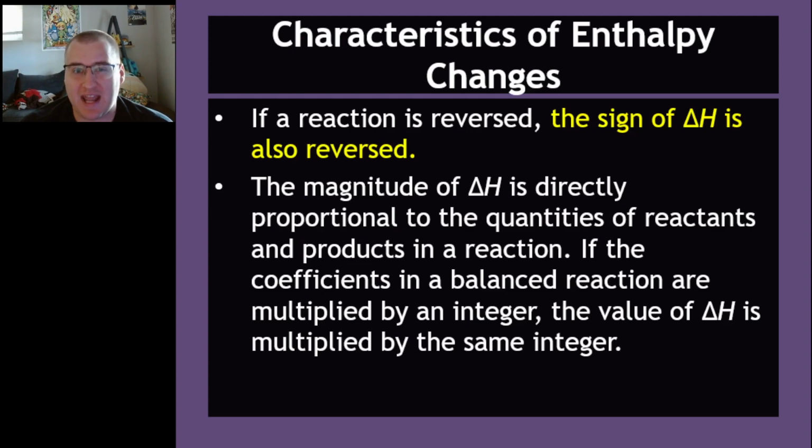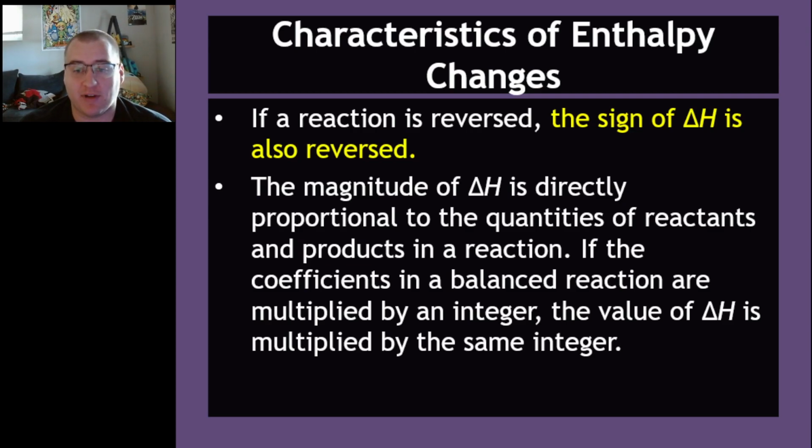Before, though, when we did it with kinetics, we inverted it. Or when we did it with equilibrium, we made it the reciprocal. This one, we're not worried about the reciprocal thing. We're just flipping the sign of the enthalpy. The magnitude of H is directly proportional to the quantities of reactants and products in a reaction.